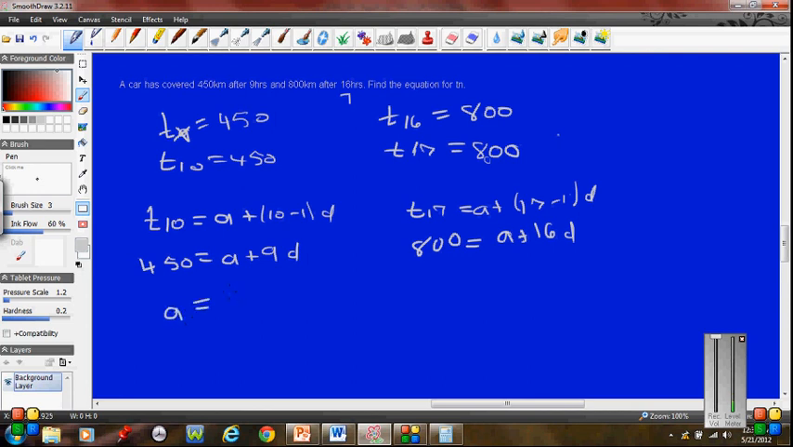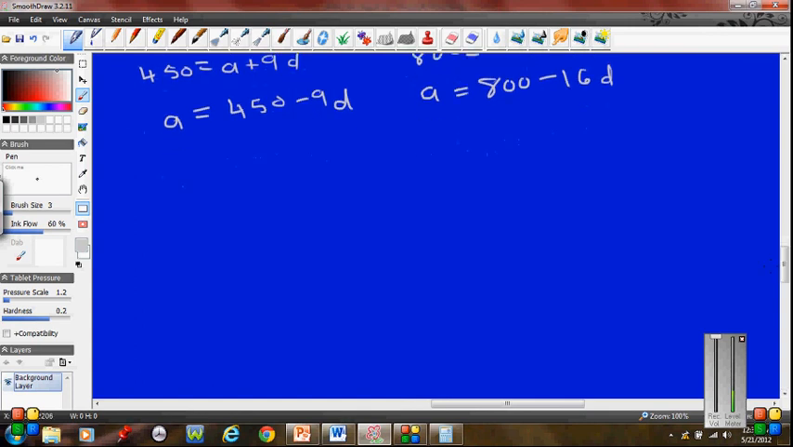a is equal to 450 minus 9d, and a is equal to 800 minus 16d. So now let's use this linear system. Oh, another way to solve it, like I didn't show you this the first time, but I can show it to you.